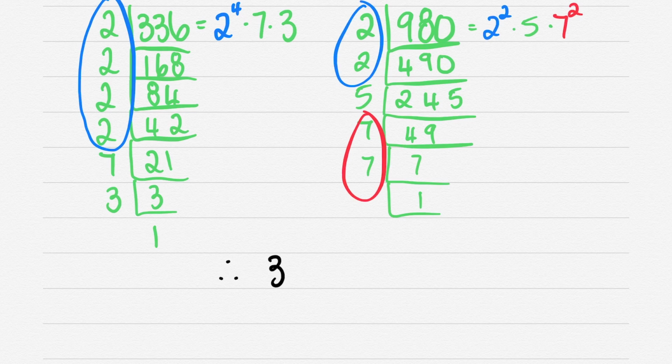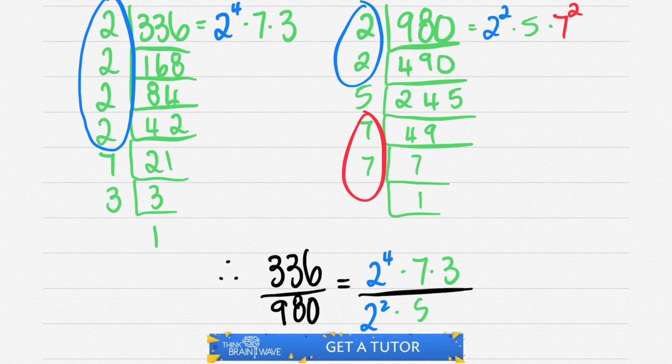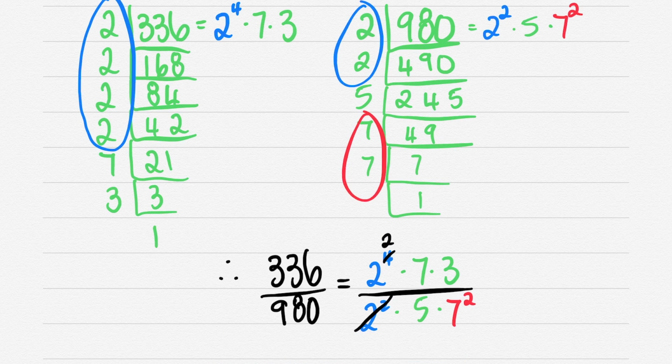Therefore, we say that 336 over 980 is equal to 2 to the power of 4 times 7 times 3, all of which is over 2 squared times 5 times 7 squared. We now use the multiplication and exponents rules. We see that we have a common 2 squared on the bottom, so we bring the 2 up and we say 4 minus 2 gives you 2. So 2 squared is the answer there. We have 7 squared on the bottom and a 7 on top. Therefore we cancel one of the 7's on top and one of the 7's on the bottom, leaving you with 2 squared times 3 over 5 times 7.